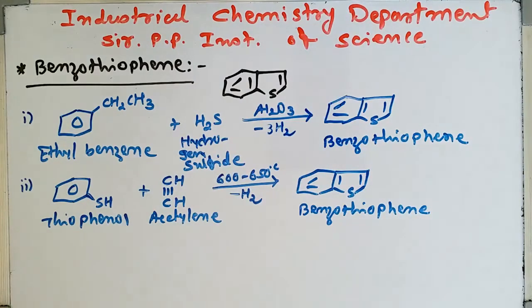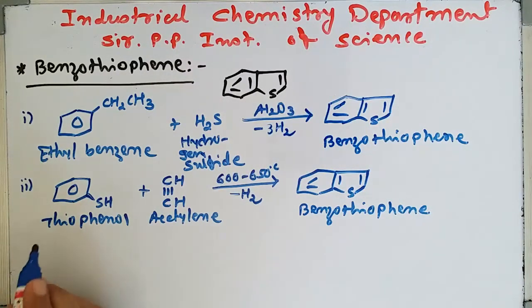So, this is the second important synthetic route for preparation of benzothiophene. We have two synthetic routes. First from ethyl benzene and hydrogen sulfide, and second from thiophenol and acetylene. Now we see properties of benzothiophene.